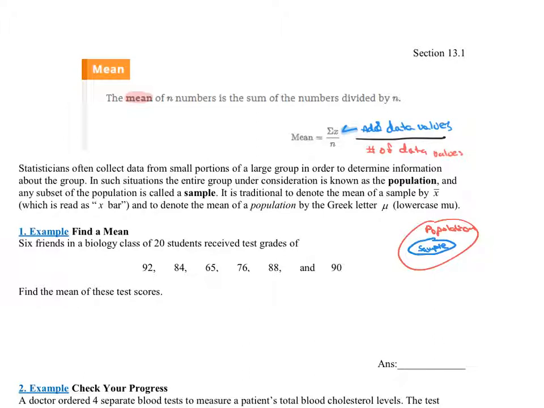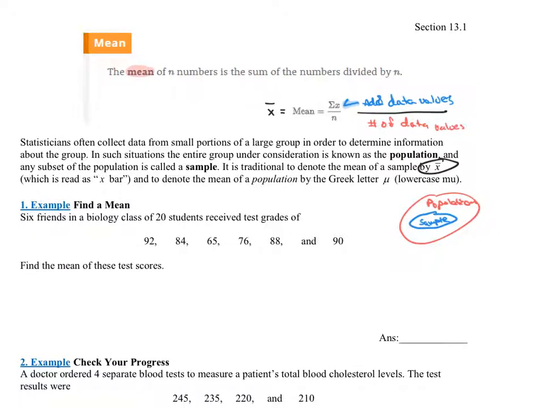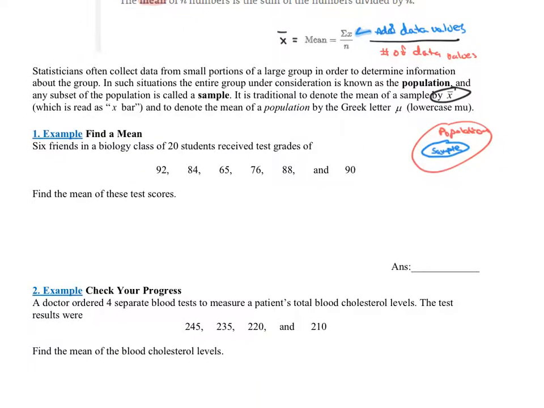It says 6 friends of a biology class of 20 students received these test grades. Find the mean of these test scores. Notice that in this example, the entire set, the population, would be 20 students. We are only looking at 6 of the scores, so we are finding the mean of the sample, not the mean of everything. Just to let you know, the notation for the mean is an X with a bar over it. Anytime you see an X with a bar over it, that is the mean of a sample. That's what our calculator is going to use as well, so I definitely want you guys to check that out.